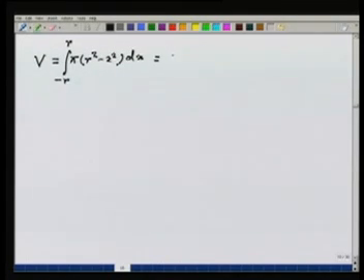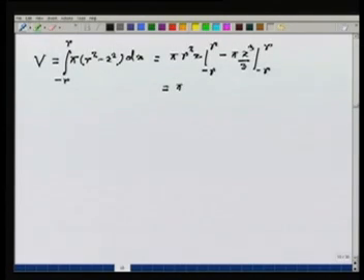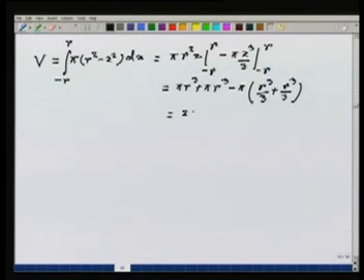Well, this turns out to be pi R square x from minus R to R, minus pi x cube by 3 from minus R to R. What do I get? I get pi R plus pi R cube, then minus pi into R cube by 3 plus R cube by 3. What I get is 2 pi R cube minus 2 pi R cube by 3, that is 4 by 3 pi R cube, which matches with what we already know.